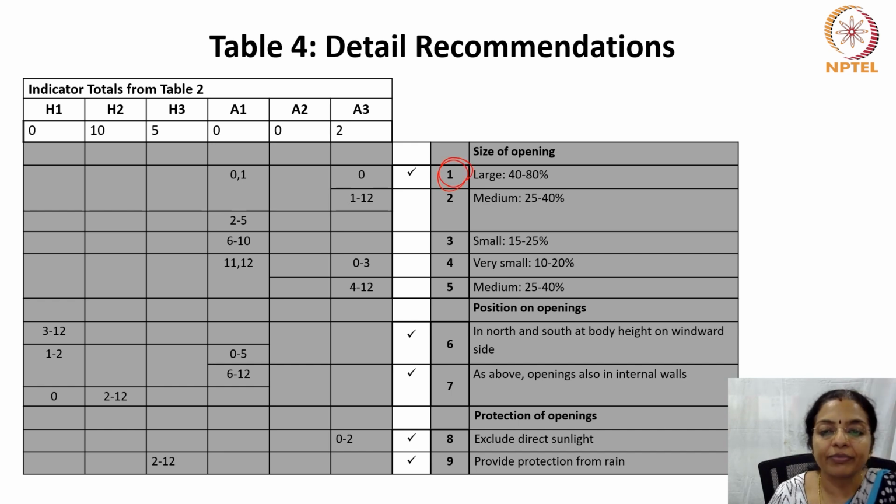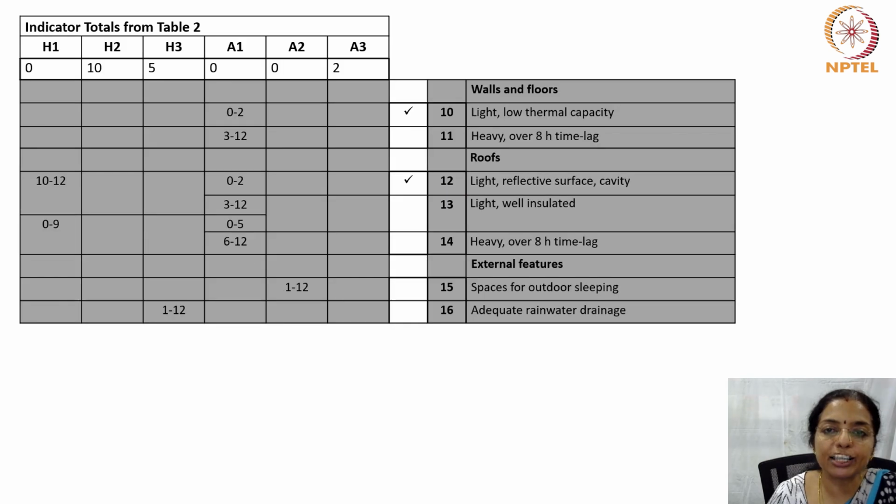The position of openings in north and south at body height on windward side. We must protect the openings from direct sunlight and provide protection from rain as well. This is what the recommendations say. It also says that we should have light, low thermal capacity wall, and the roof must be light, reflective surface cavity.